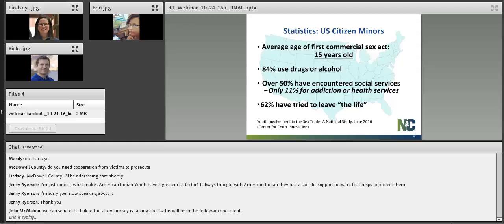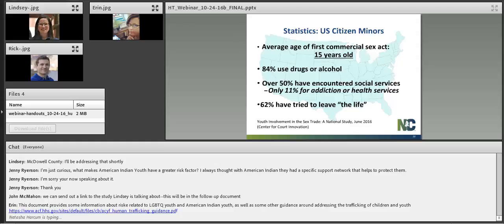84% disclosed that they used drugs or alcohol, and over 50% of them had encountered social services at some point while they were in exploitation. Only 11% of them were seeking addiction or health services. Most of them were looking for shelter and food and things like that.